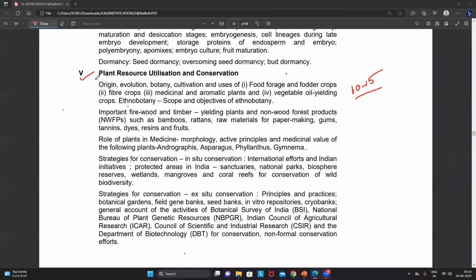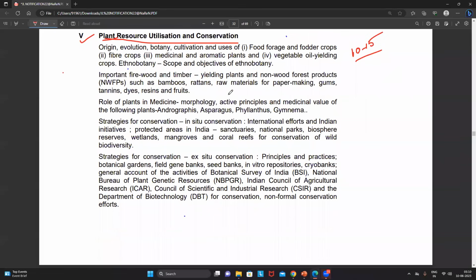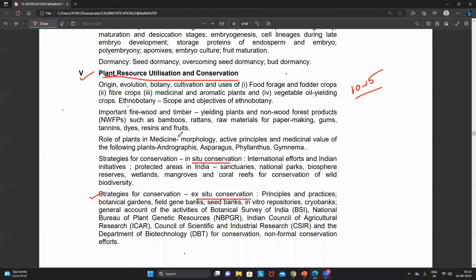Okay. Now all the students listen to me correctly. Plant resource utilization and conservation. Friends, this particular unit is divided into ex situ conservation, in situ conservation, and role of plants in medicine.